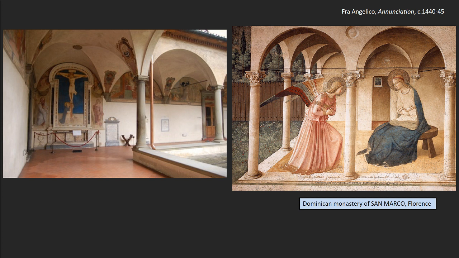And mendicant means begging, right? They would actually ask for alms to support the monastery, right? So this is a new monastery, had just been built in Florence, as the Dominicans moved closer to the center of town, right? And Fra Angelico is one of them. He decorates the entire monastery with frescoes, right?